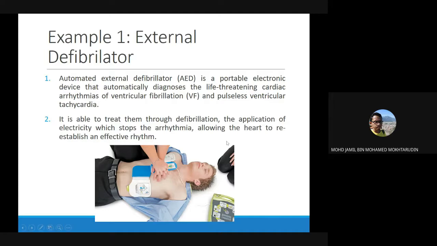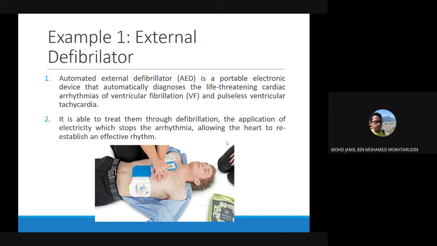Okay, so let's look at an example of how we can use an electrical stimulation model or electromagnetism model to understand something related to biomechanics. One of the common applications of electromagnetism is to study how an external defibrillator works. A defibrillator is a device used when your heart suddenly stops or is not working properly.